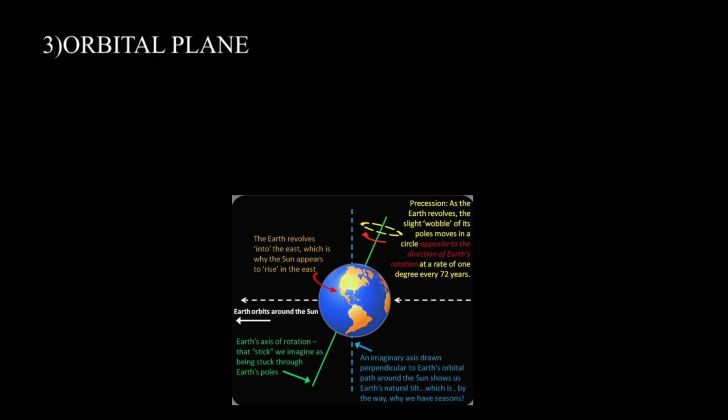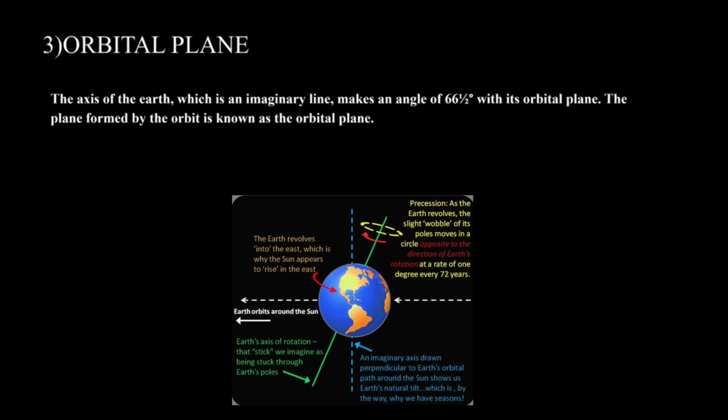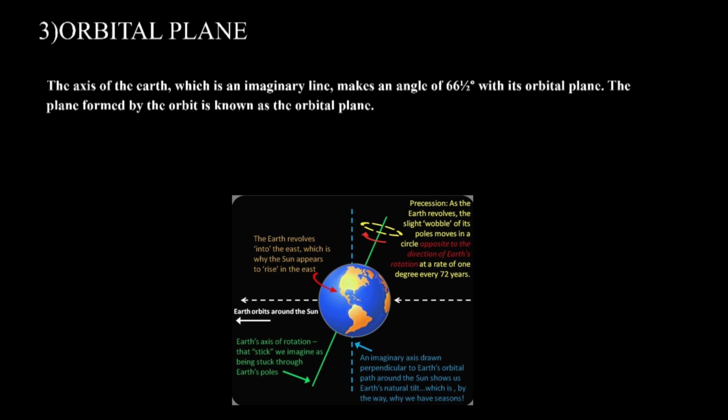Orbital plane is like an imaginary flat tilted disk in space where the Earth travels as it goes around the Sun, forming the path of the Earth. It's the surface that contains the Earth's yearly journey, and its tilt is why we have seasons.